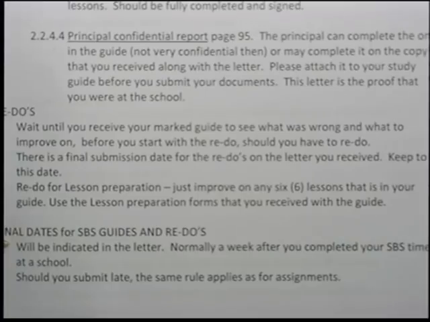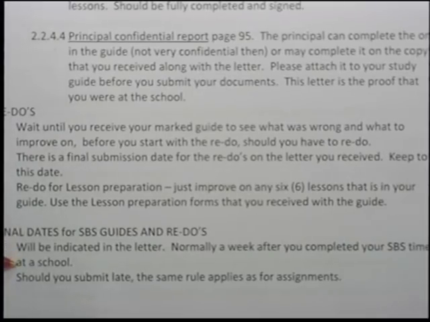And then the final dates for SBS guides and redos will be indicated in the letter, normally a week after you completed your SBS time at the school.